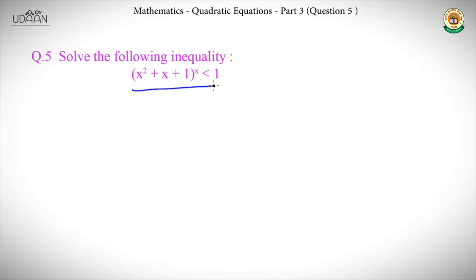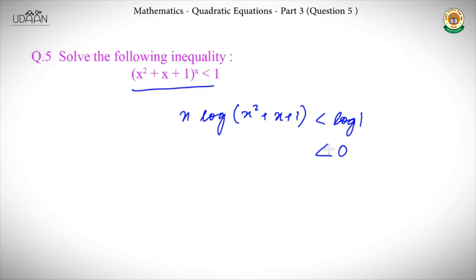Whenever we have a question of such form, when we have the whole term in the form of an exponent which we can't solve, we simply take log on both sides to make our question easier. Now in this case, if we take log on both sides, we simply get x log of (x square plus x plus 1) less than log 1, and we know log of 1 is 0. That is, we get x into log of (x square plus x plus 1) is less than 0.